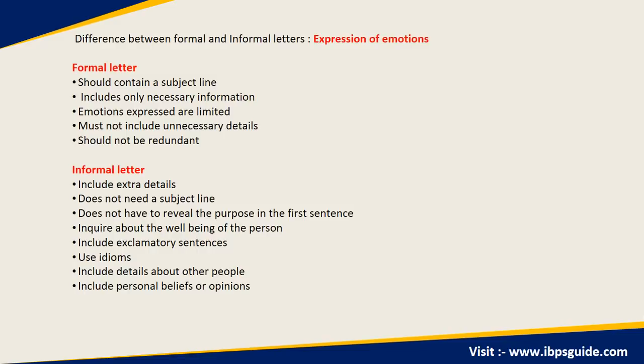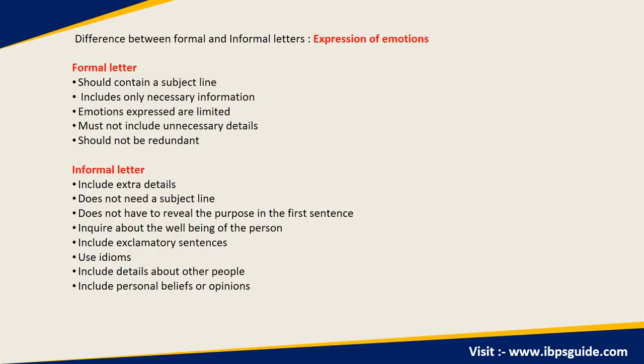Dearest mom, how are you doing? I hope you and dad are fine. Things like this are usually the first sentence in an informal letter. You don't have to reveal the purpose of the letter in the very first line. Okay, next, you can include exclamatory sentences. This is something that you definitely should not be doing in a formal letter. Okay, in an informal letter, you can say, wow, mom, I got your gift. I love it. You can use exclamations in the informal letter.